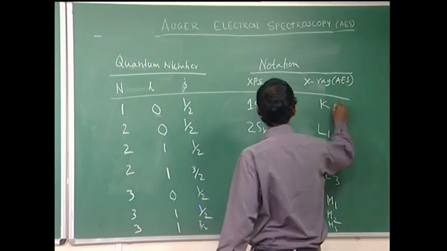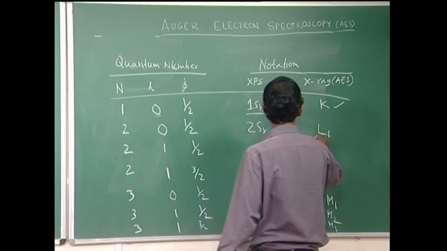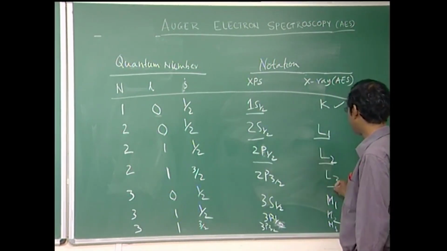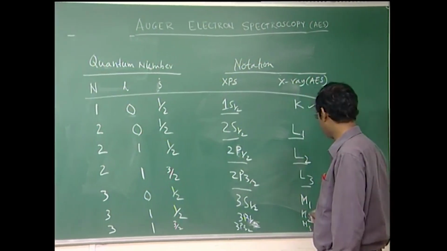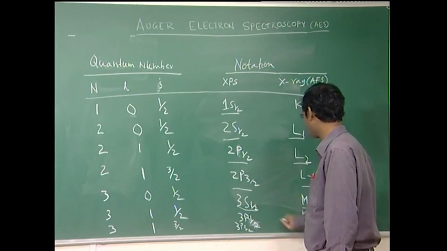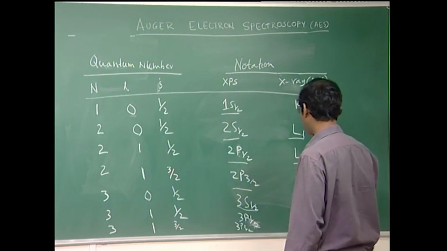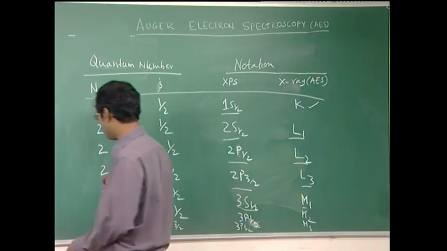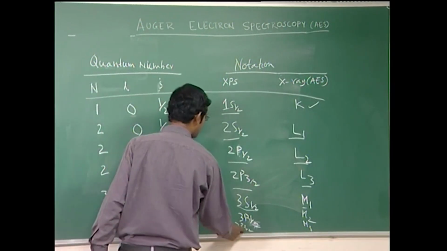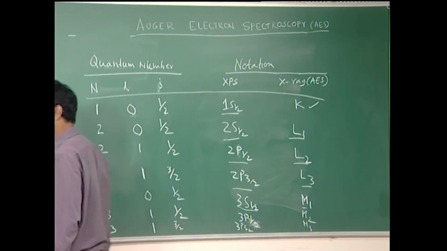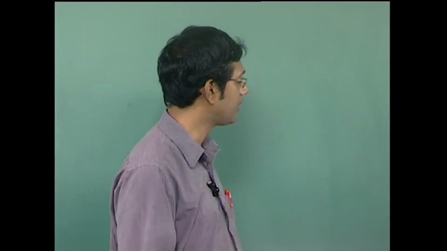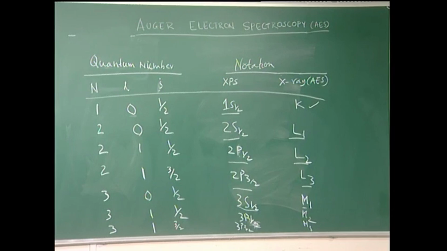So, as you see here, K stands for 1s 1/2, L1 stands for 2s 1/2, L2 stands for 2p 1/2, L3 stands for 2p 3/2, M1 stands for 3s 1/2, M2 stands for 3p 1/2, and M3 stands for 3p 3/2. This 3 by 2 comes because of spin j plus L. Suppose L is 1 here, so it becomes 1 plus 1/2, which is 3 by 2. Okay, so that's how it comes.